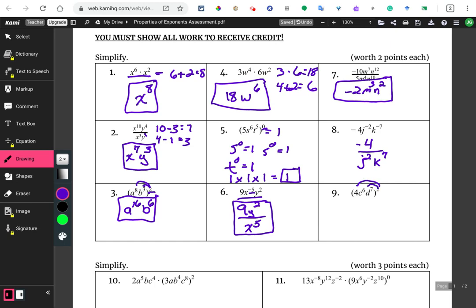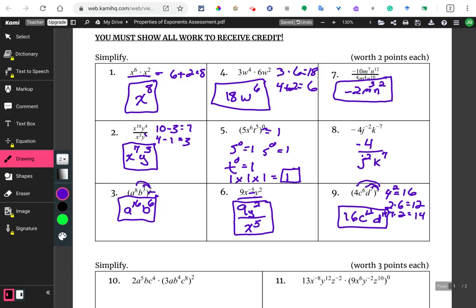All right, so let's do this. Now we have to distribute this 2 to everywhere, to the 4, to the 6, to the 7. So that 4 squared equals 16. So we have 16. 2 times 6 equals 12, so we have c to the 12th. And then we have d, 7 times 2 equals 14, so that's going to be d to the 14th. Hopefully you write that a little bit better there.